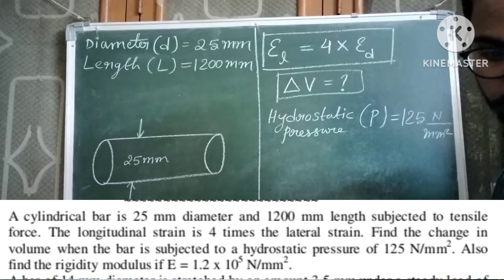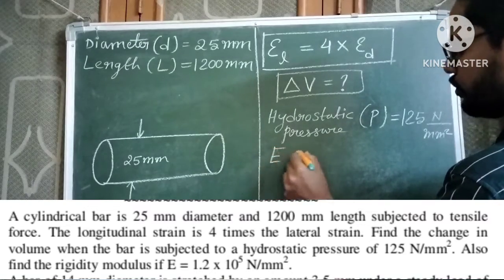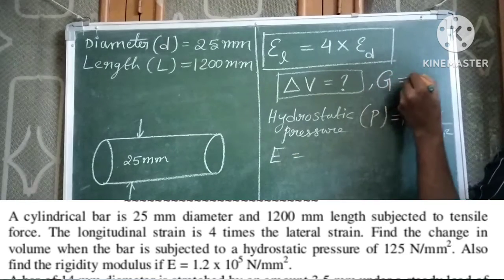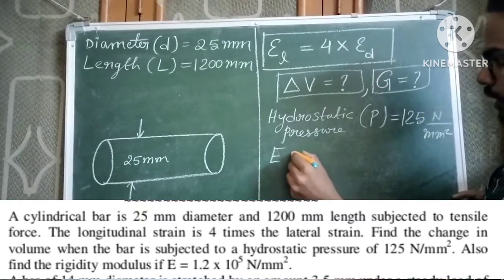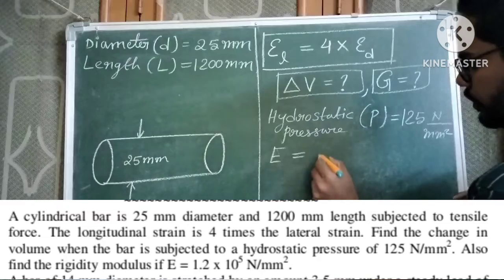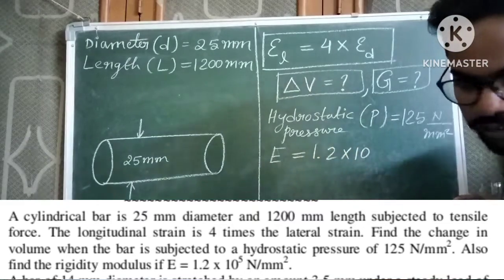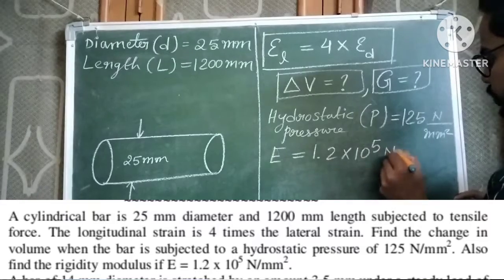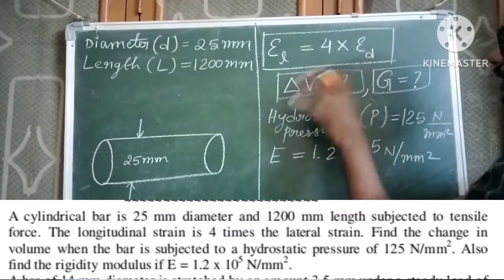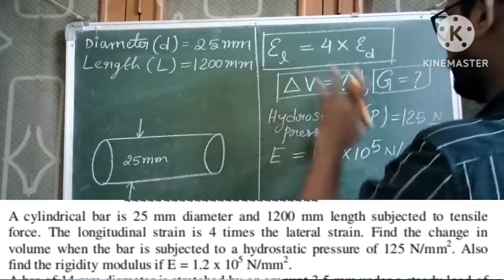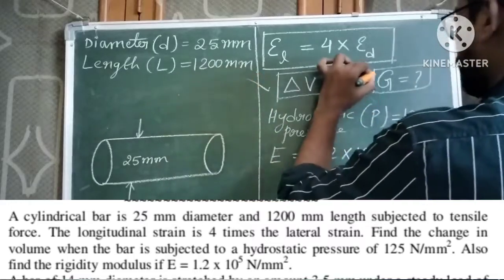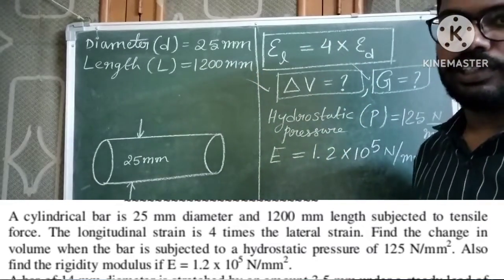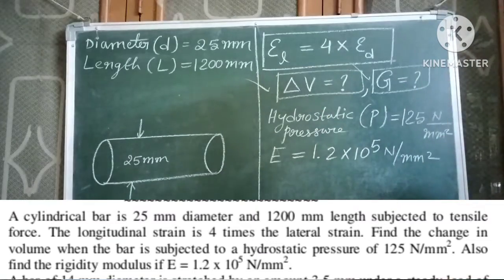Also find modulus of rigidity. If Young's modulus E is equal to, so we have to find modulus of rigidity, denoted by capital G, and E is given as 1.2 into 10 to the power of 5 Newton per mm square. So these are all the given data. We need to find two quantities: one is change in volume, and the other is modulus of rigidity.